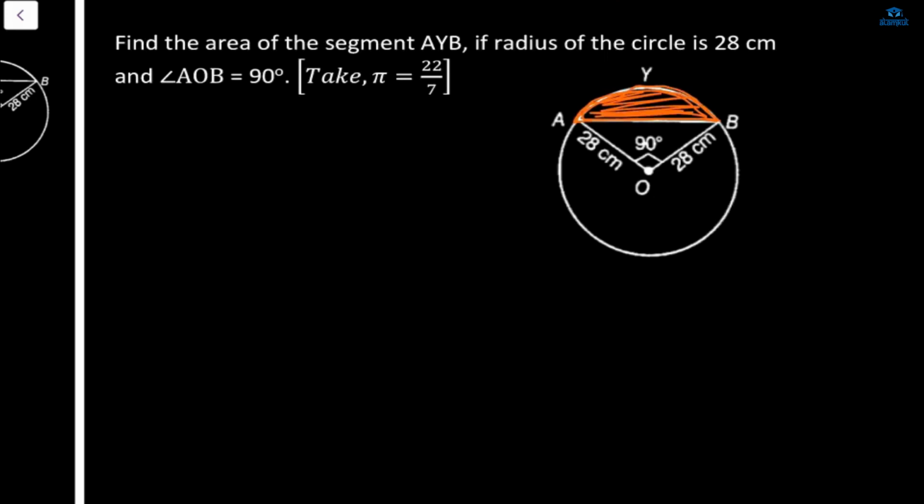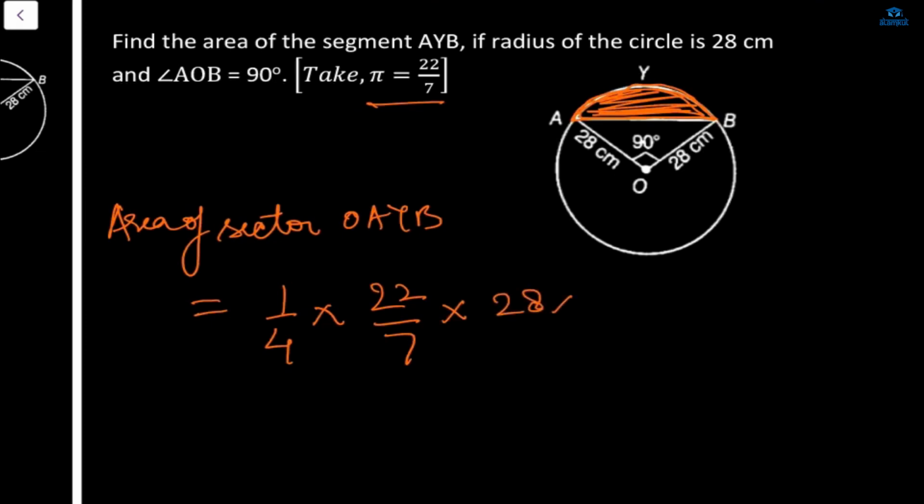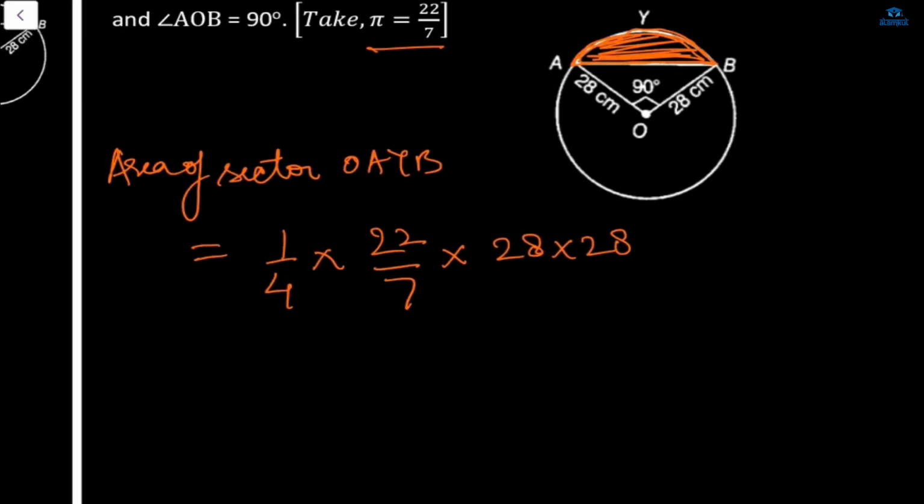Now how are we going to find the area of the segment? First of all, we need to find the area of the sector. So area of sector OAYB: you can see it is a quadrant, it is 90 degrees, so it will be 1/4 into, or if you apply the formula, 90 degree upon 360 degree, that will also give you 1/4 into 22/7. It is written, pi value 22/7, pi r square, 28 into 28. Understood? So that is the area of the sector.